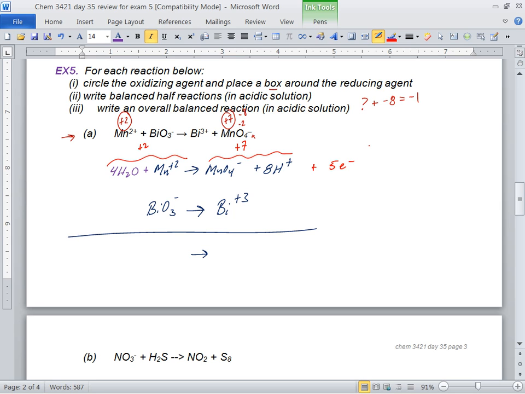Do the same thing to the bismuth half reaction. Get it balanced in acidic solution. O's by adding H2O, H's by adding H+. Electrons are the most positive side. Once you get it, then you add the 2 half reactions. Just make sure you cancel the electrons out.